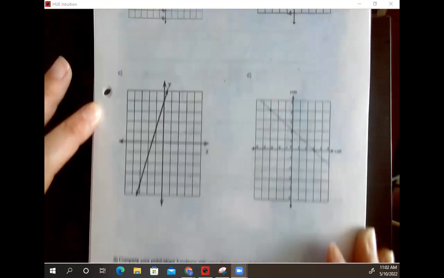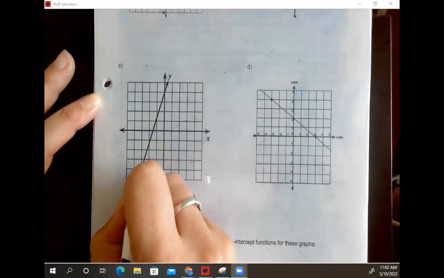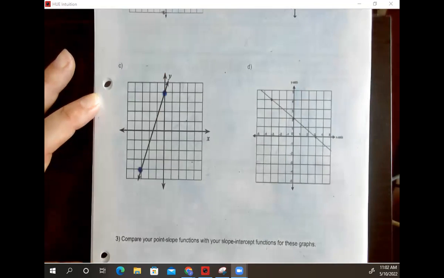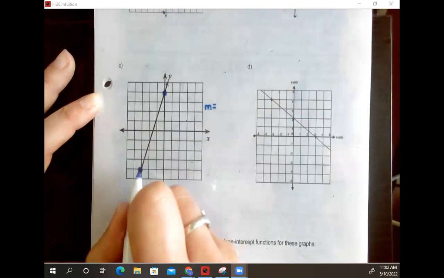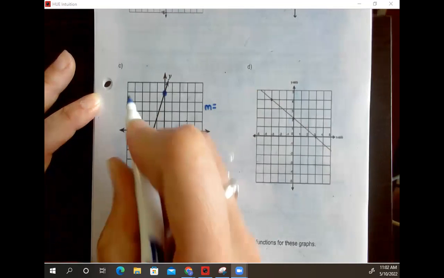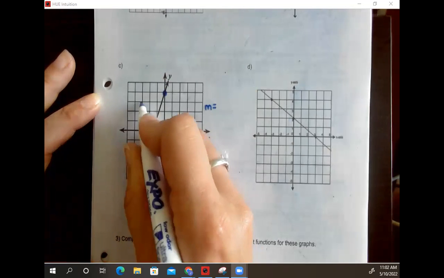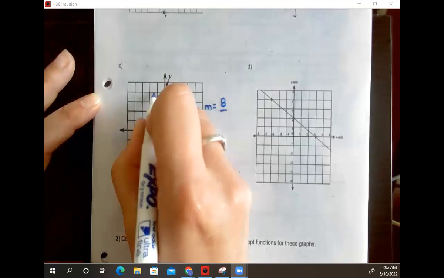Let's hop down to C. Again, I need to identify a couple of points on my graph so that I can find the slope. So I've got 2 nice points there. My slope, if I count between them, always going from left to right, would be up 1, 2, 3, 4, 5, 6, 7, 8, and then over 1, 2, 3.